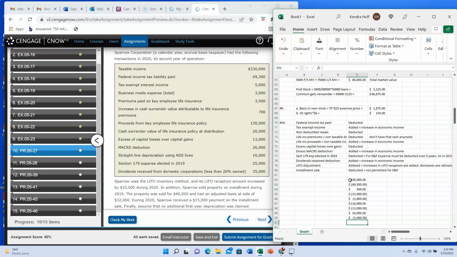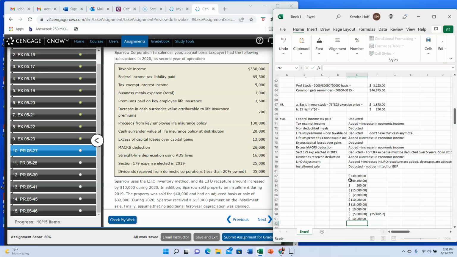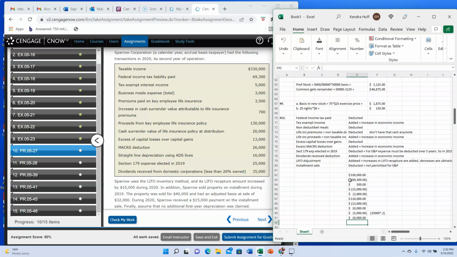Which is 20% of 25,000. $25,000 times 0.2. The LIFO recapture we're going to add back. And then the installment sale gain.